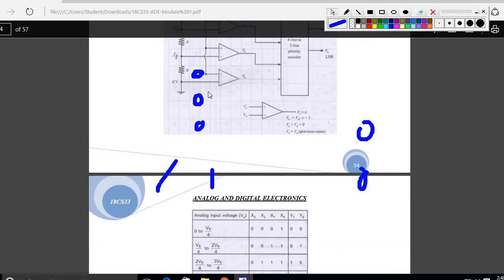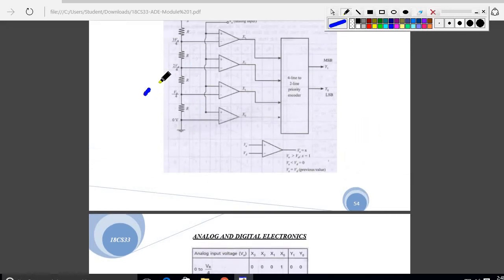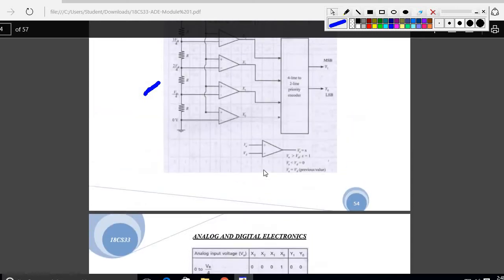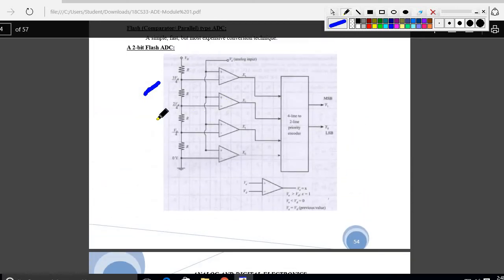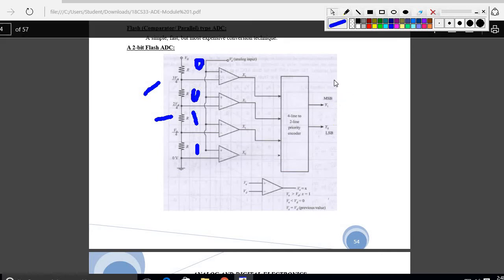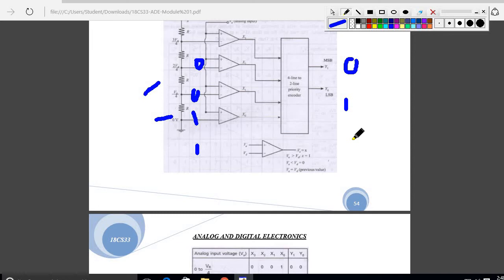So next from VR by 4 to 2VR by 4, it is 1 1 0 0. So here at this junction, it is 1 1 0 0 as an input. What is your output then? So the output should be 0 1. This is what exactly, this is 0 and this is 1. Is it clear?